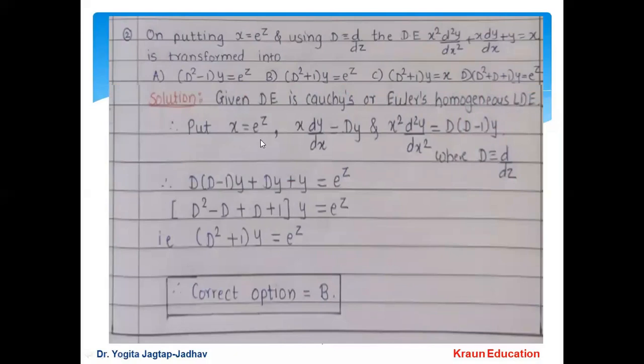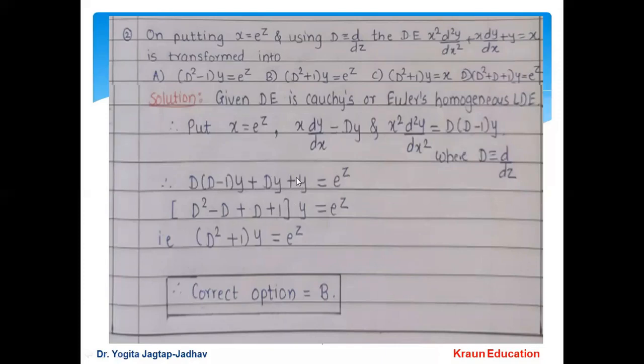We have to put x equals e raised to z, and x dy by dx equals Dy, x square d square y by dx square equals D into D minus 1 operating on y, where D equals d by dz. Now using all these in the given differential equation, we have D into D minus 1 operating on y, plus the second term will be what? Dy, plus y equal to x equals e raised to z. Therefore, on the right side, we have e raised to z.